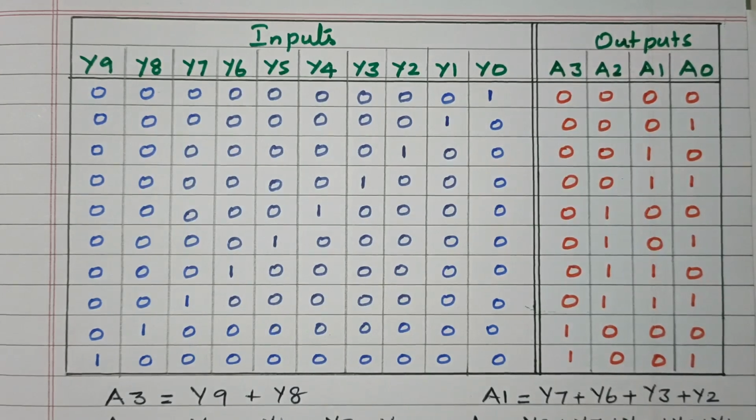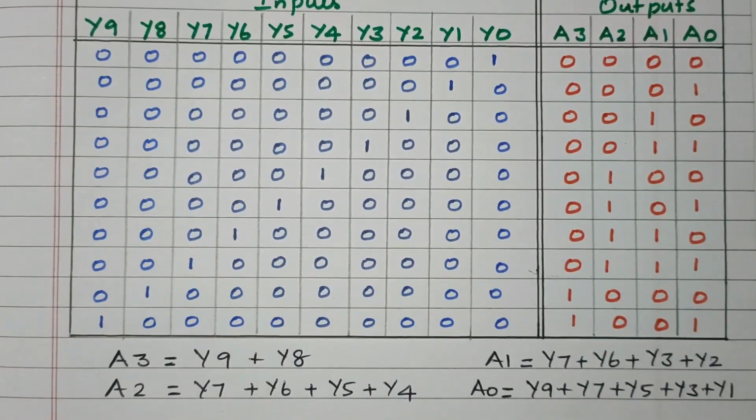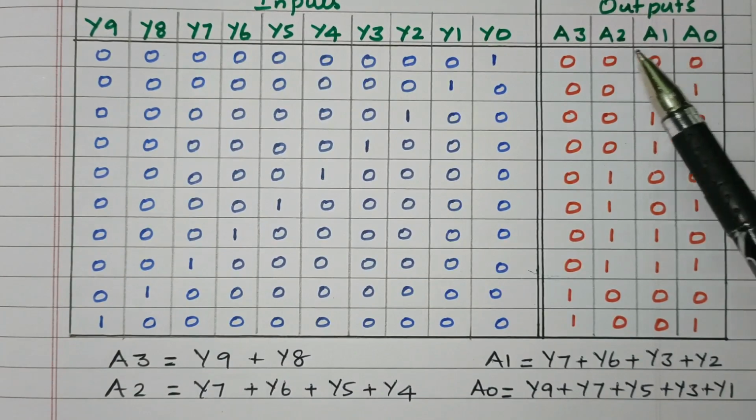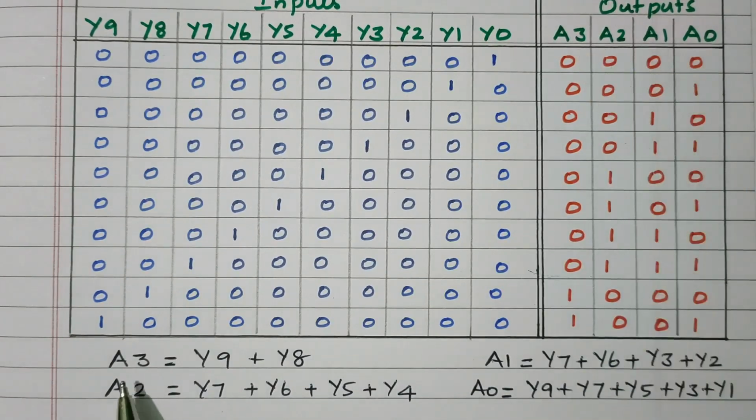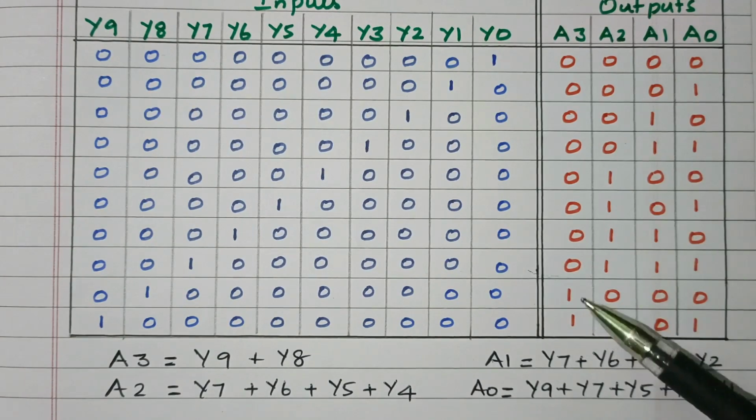Now we need to find the logical expression for the outputs A0, A1, A2 and A3. First we will see A3. In that A3, these two are high level.